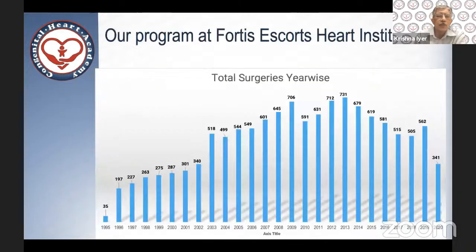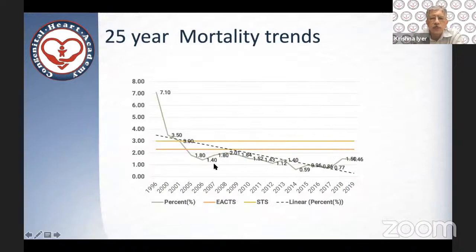So what can be achieved with limited resources? Our own program at Fortis Escorts, to show, we started in 1995 with small numbers, gradually built up the program to run up to 700 cases per year. The last couple of years have been hit because of COVID, so the numbers were down. But over the years, we maintained a steady outcome. The initial years were not very good in the start, but since 2001, we managed to maintain an operative mortality rate of less than 2%. In some years, it's been less than 1%.